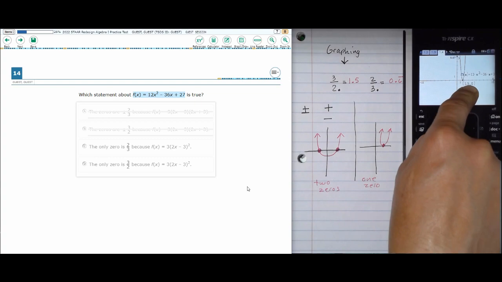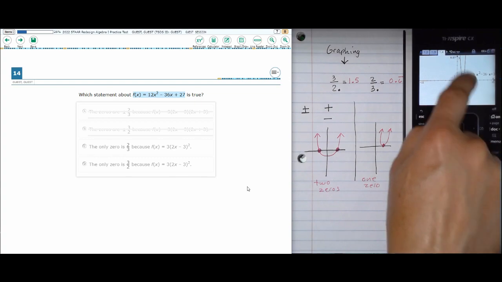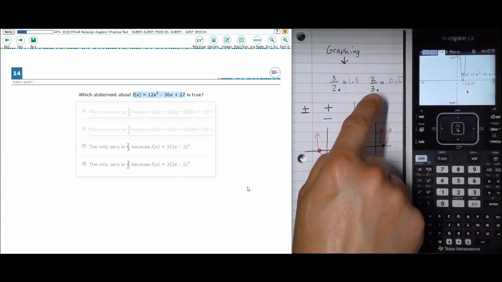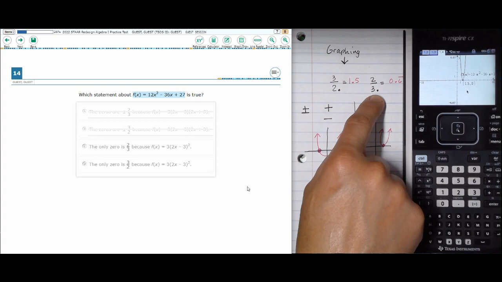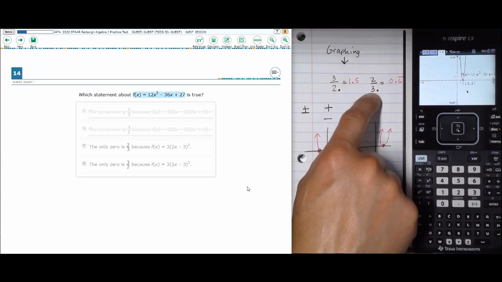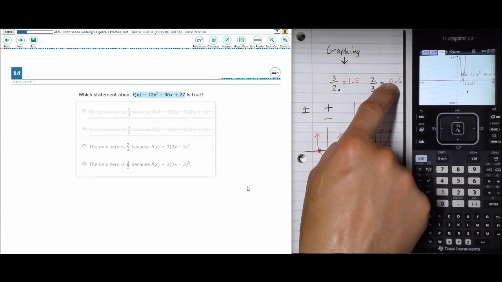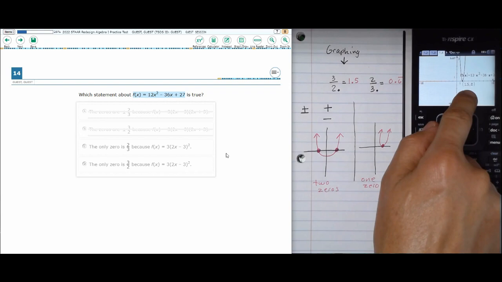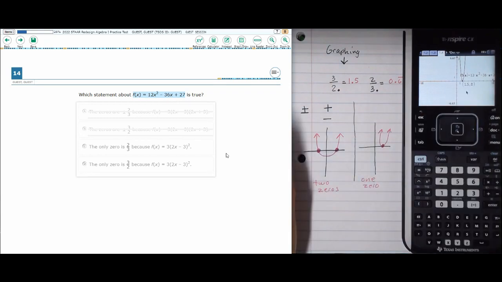So even though I thought this was going to be the correct answer because the graph looked like it lay right on top of it, I want you to notice my 0 says 1.5. And if you notice, if it was that first one, C says that it has a 0 of 2 over 3, which is 0.6. So this is a pretty tricky question. We could have got this wrong had I not checked to see what the 0 was in the calculator.